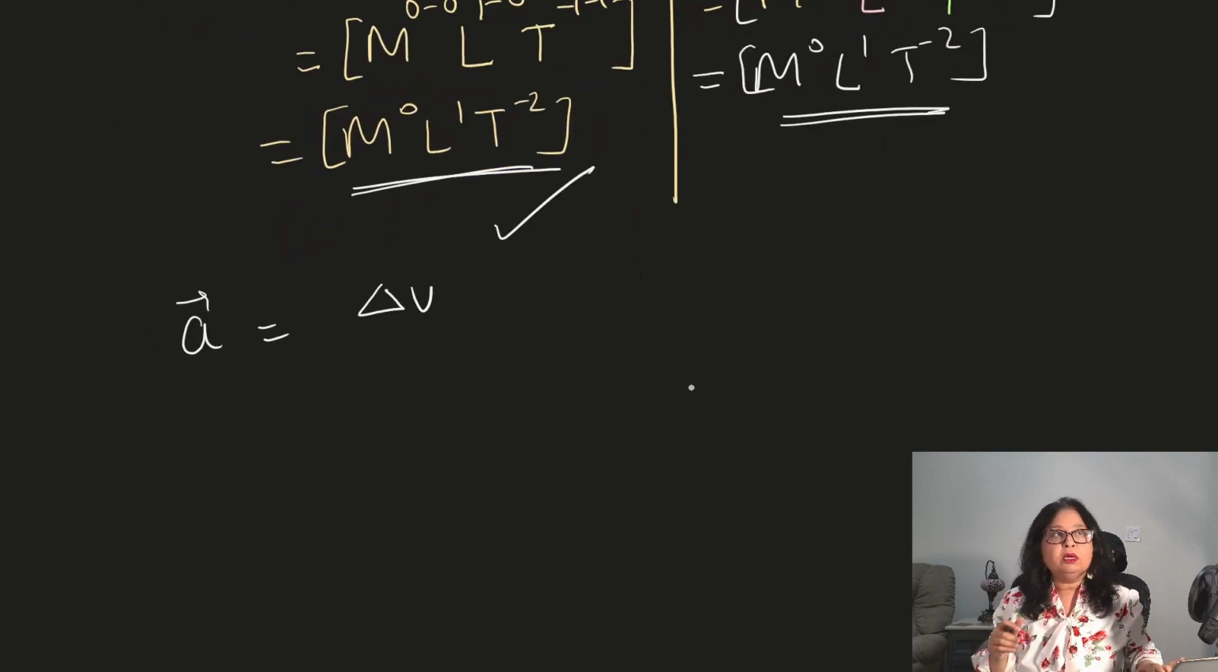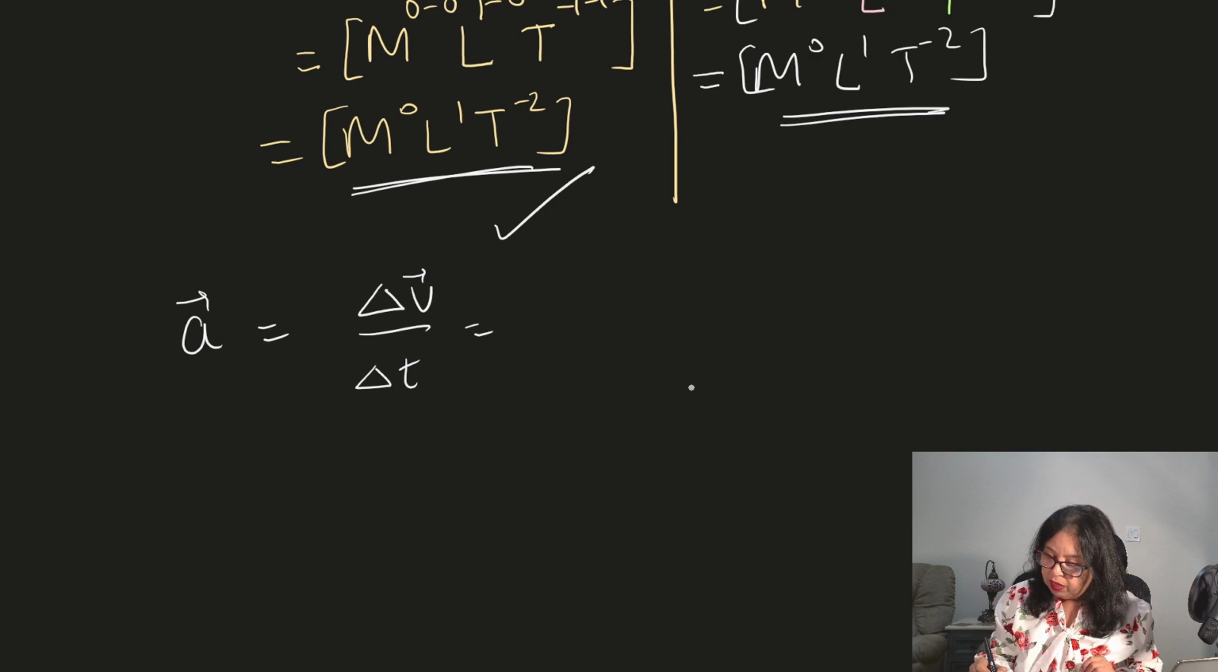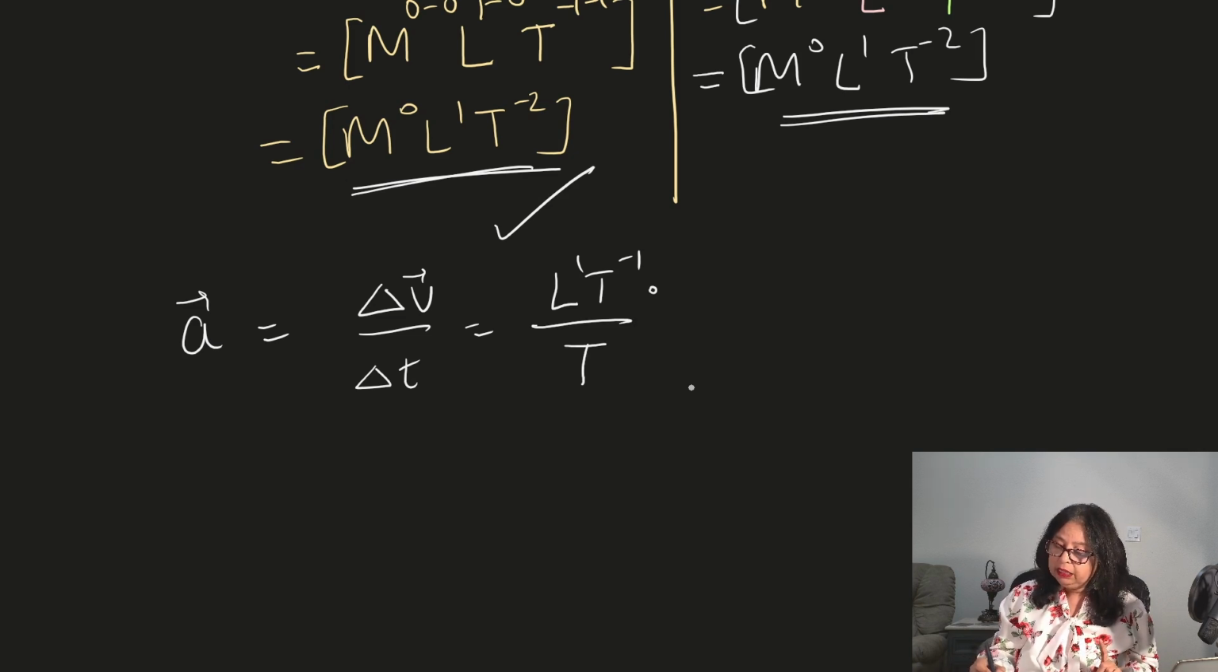So I know that this is delta V over delta T. I know that velocity is just distance over time, or sorry, displacement over time. So that is L1T minus 1. I know that M is 0 for delta V. I wouldn't even write it. What's the point of writing it for now? And delta T, I will just write T here.